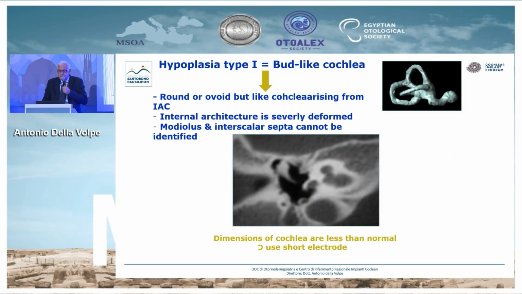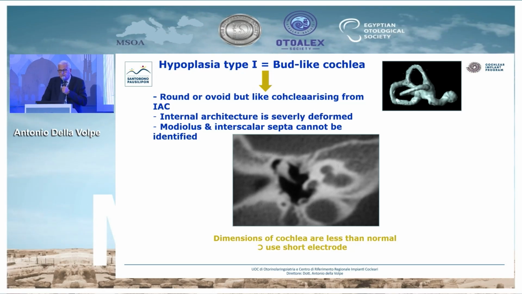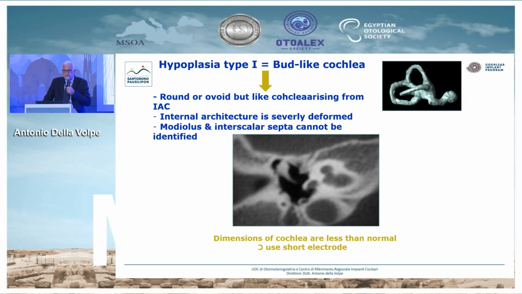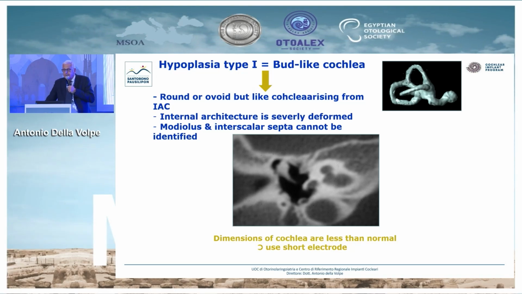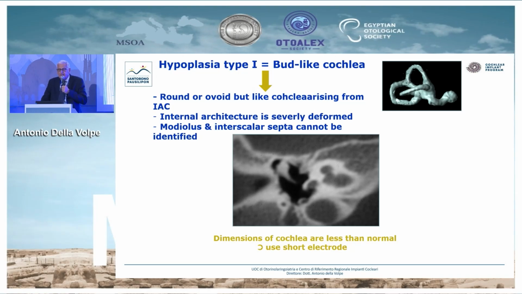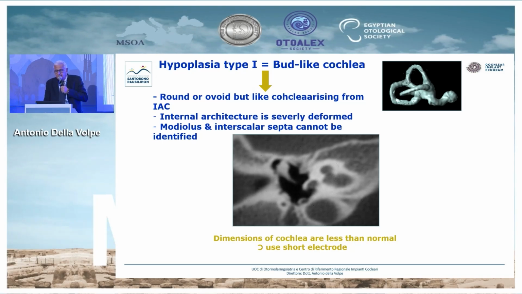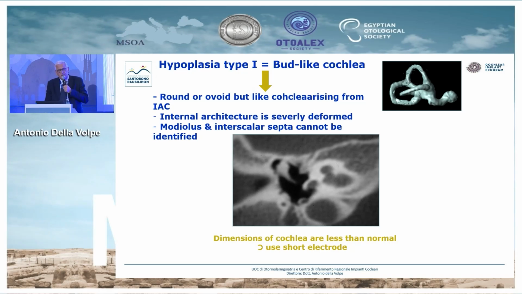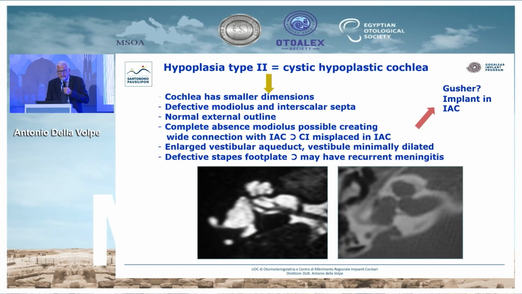Another kind of malformation is connected with the hypoplasia of the cochlea, type 1, type 2, and type 3. In type 1, round or oval void, like a cochlea rising from the internal canal. The internal canal is severely deformed. Modiolus and interscalar septa cannot be identified. The dimensions of the cochlea are less than normal. You must use a short electrode, of course, because the cochlea is small.